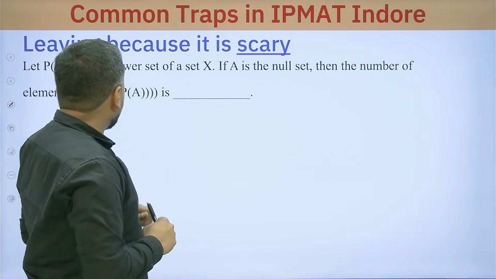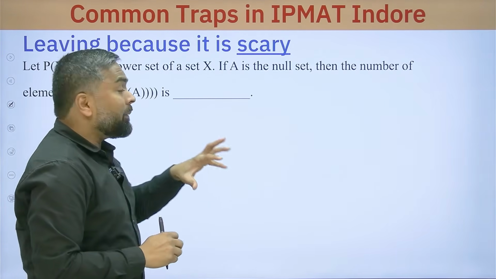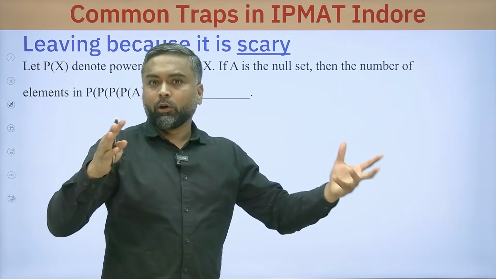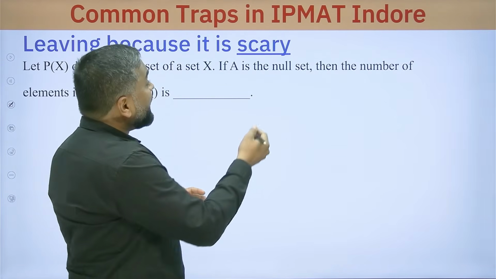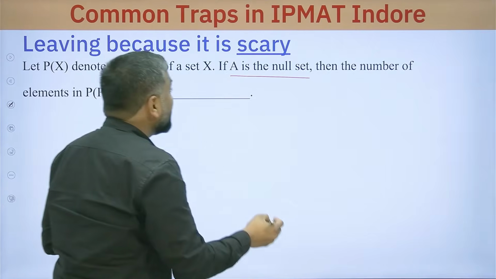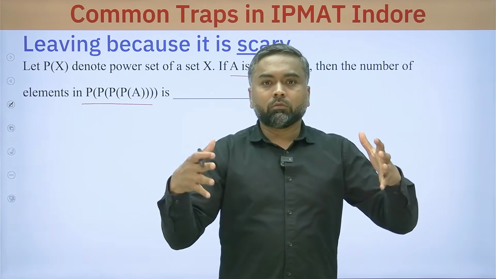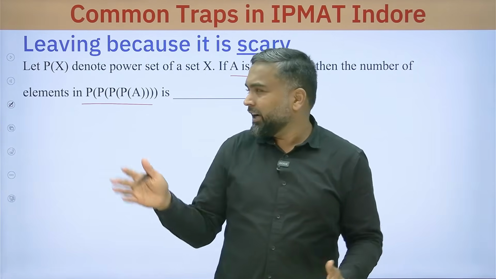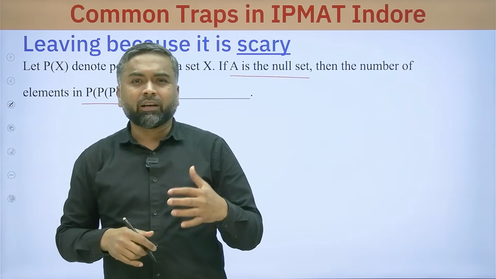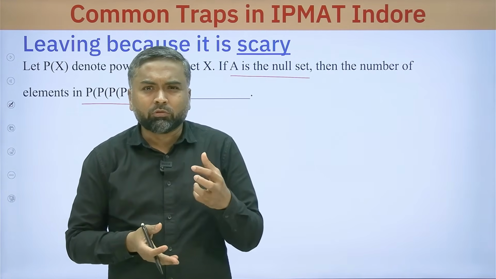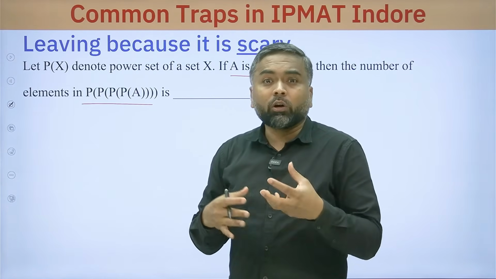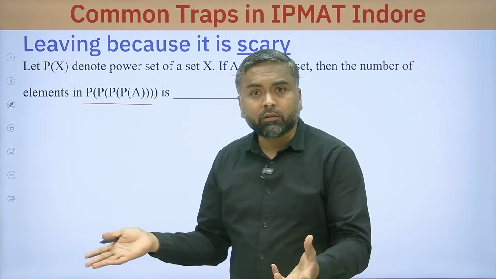Let's move to the next question. P of x denotes the power set. A lot of students don't know what a power set is. A is a null set. Then the number of elements in P of P of P of A. So many things: power set, null set, P of P of P of A. Students get confused, and more than confused, it looks scary to them. They don't understand it's an oral question.